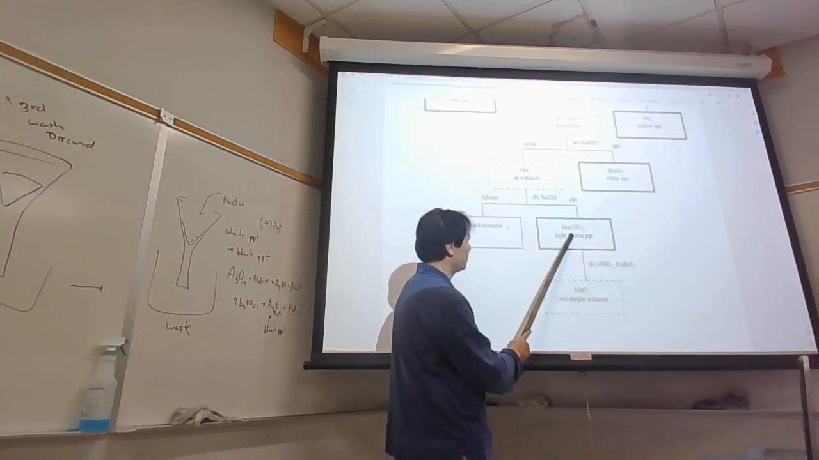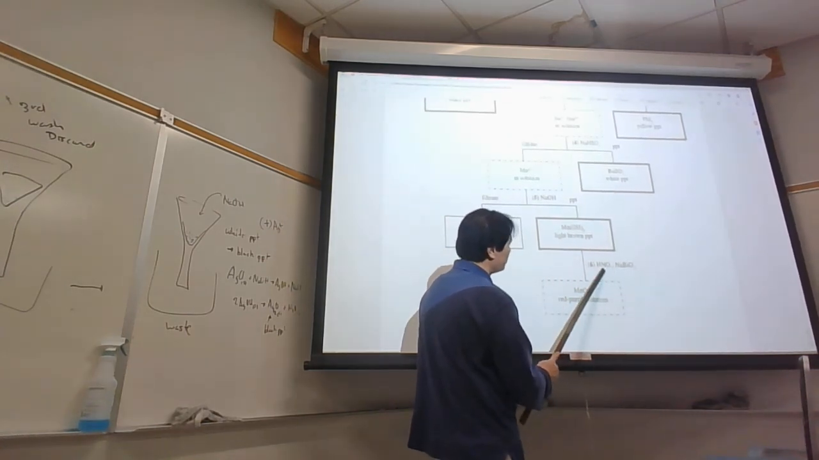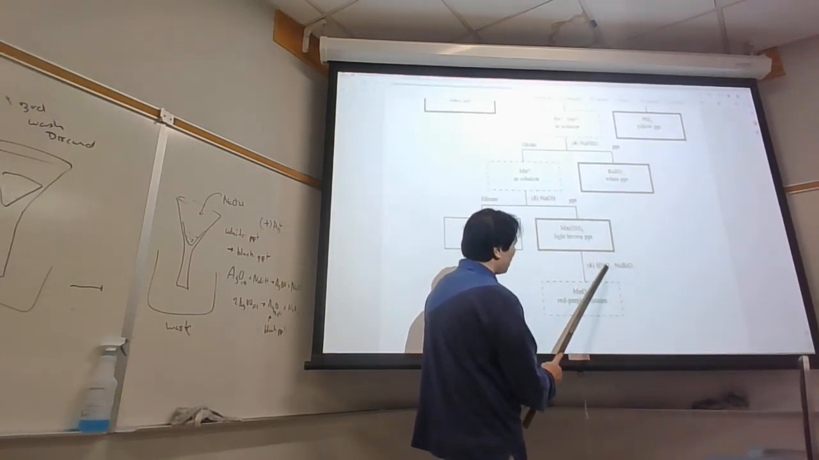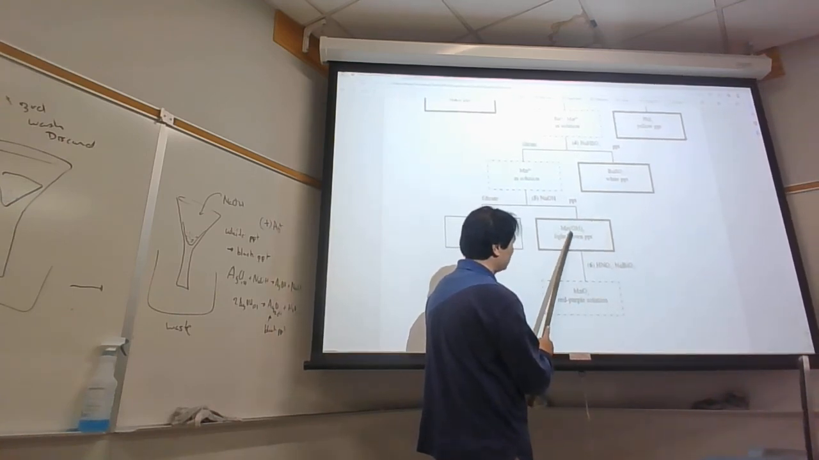Hopefully I have precipitate left. And then to the remaining precipitate, I'm going to dissolve it in nitric acid. How much nitric acid do I need? I need enough to dissolve all my precipitate.